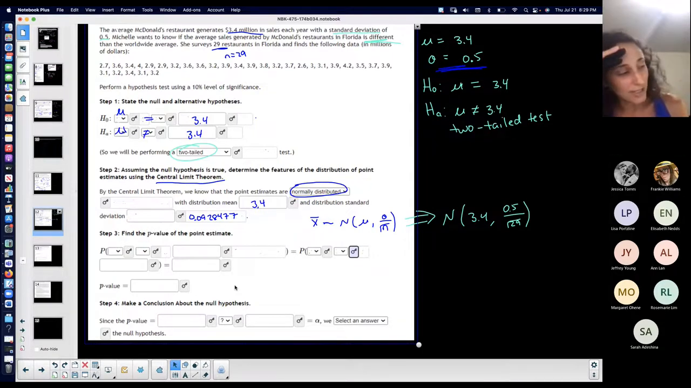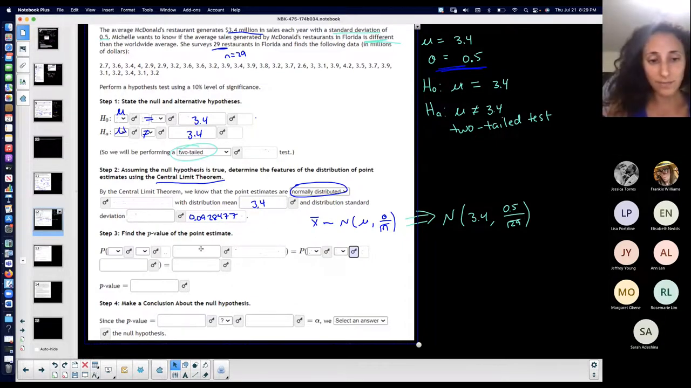Now here's the part that you love the most. Find the p-value, right? But notice that you have all this, blah, blah, blah, and then you have p-value equals.